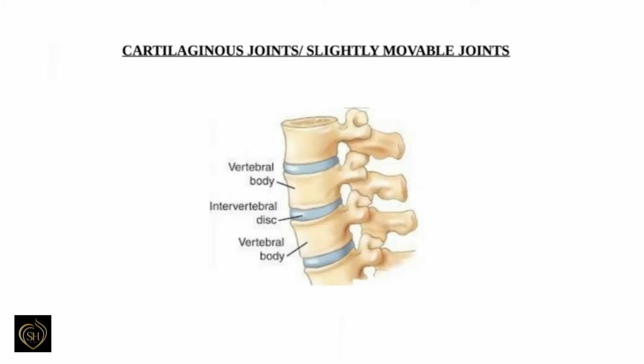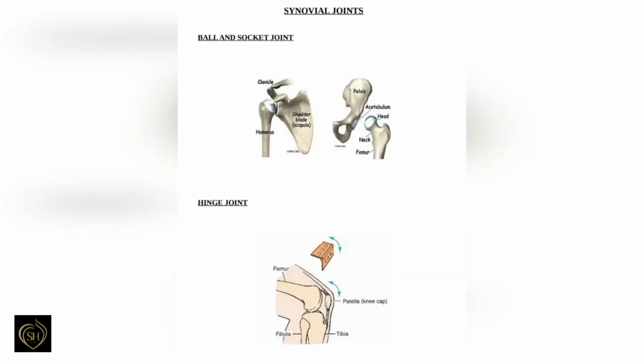Then the second one, cartilaginous or slightly movable joints. There is slight movement between the joints. For example, these joints are found between the vertebrae of the backbone. It is a kind of slightly movable joint. Third one, synovial or freely movable joints. There is free movement between the joints. Synovial fluid and synovial membrane are present between the joints. There are different types of freely movable joints, for example, ball and socket joints, hinge joints, gliding joints, pivot joints and saddle joints.